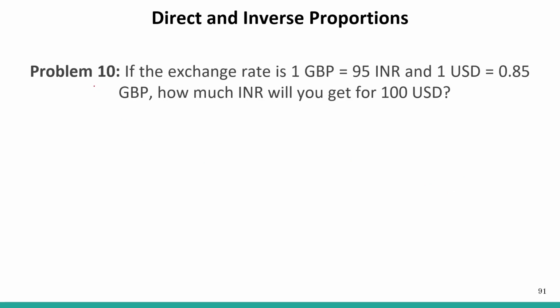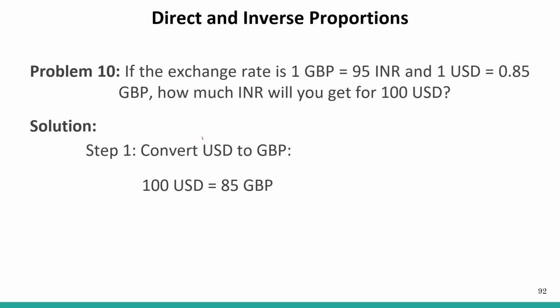So let's see problem number 10. If the exchange rate is 1 Great Britain pound is equal to 95 rupees and 1 US dollar is equal to 0.85 Great Britain pound, then how much Indian rupee will you be getting for 100 US dollars? So let's find out. Converting US dollar to Great Britain pound, 100 US dollars is equal to 85 GBP, that is 85 Great Britain pounds.